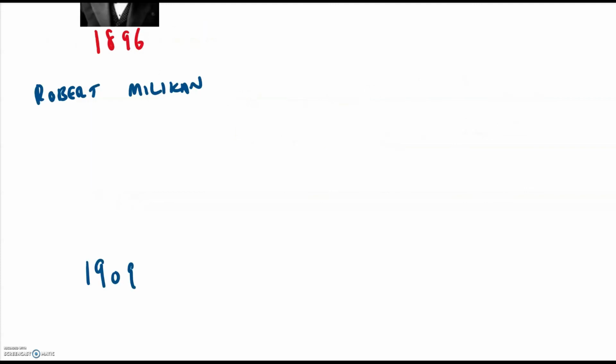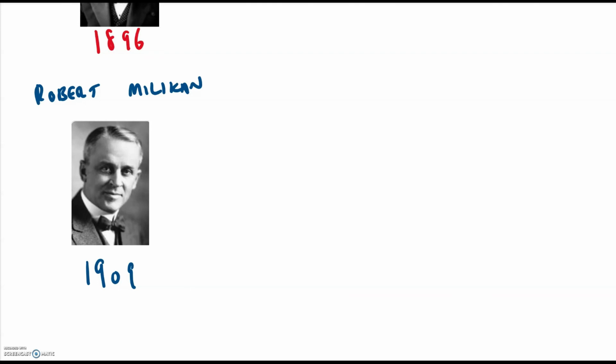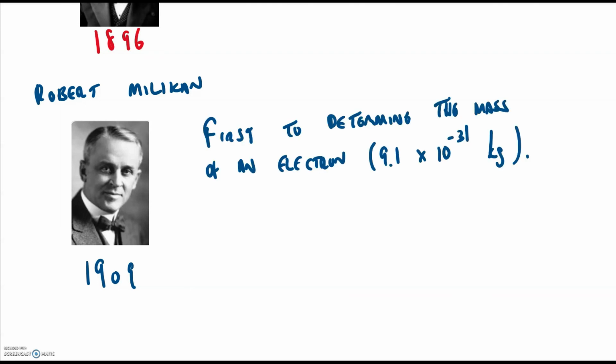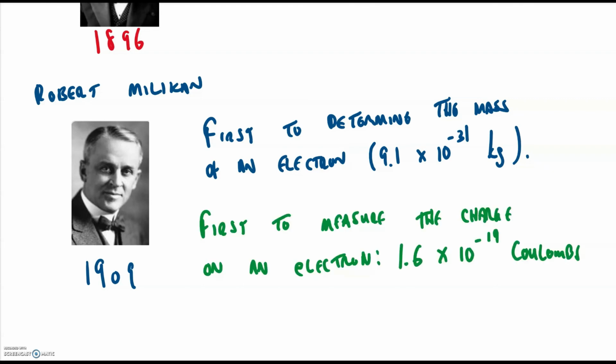And lastly, we have Robert Millikan in 1909. He looks like this, and he was the first to determine the mass of an electron, 9.1 times 10 to the negative 31 kilograms, but the upshot of his experiment was that he was also able to calculate the charge of an electron, 1.6 times 10 to the negative 19th coulombs. We'll play around with that more in chapter 18.